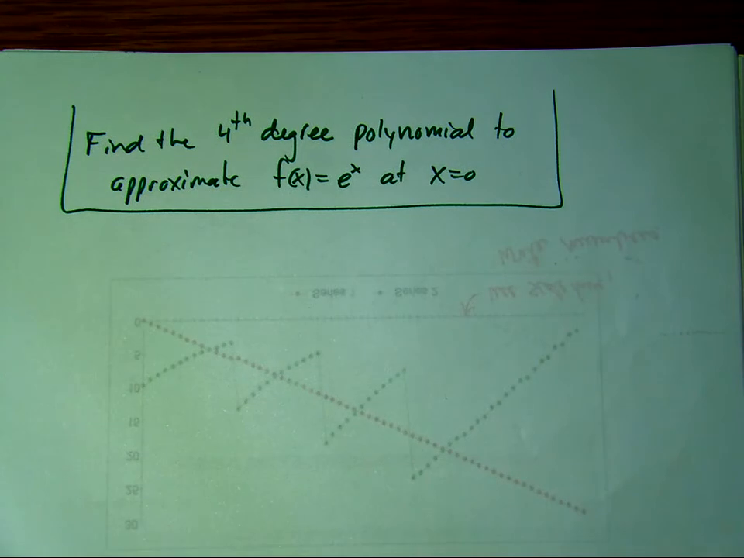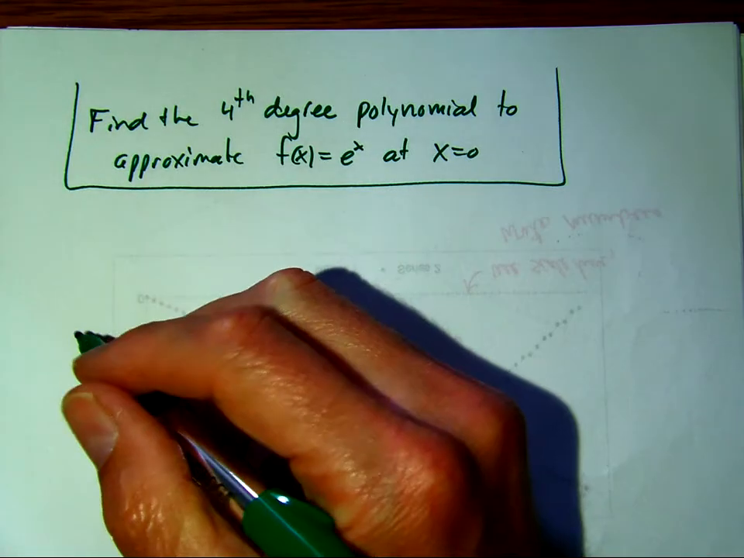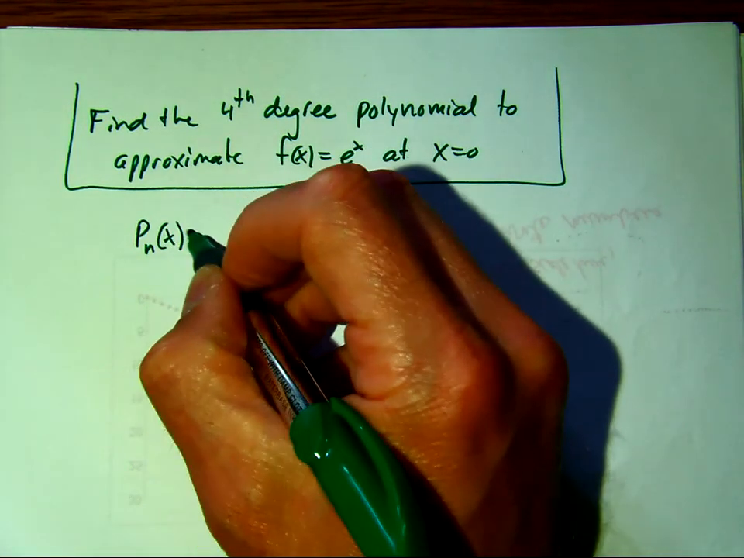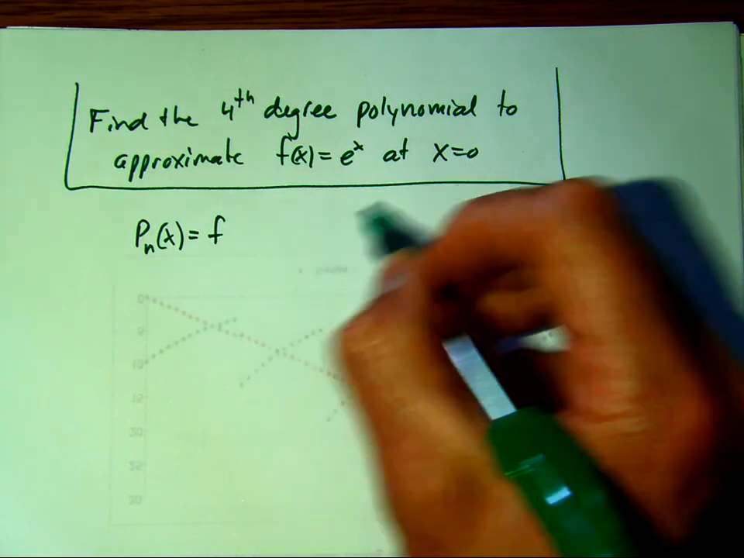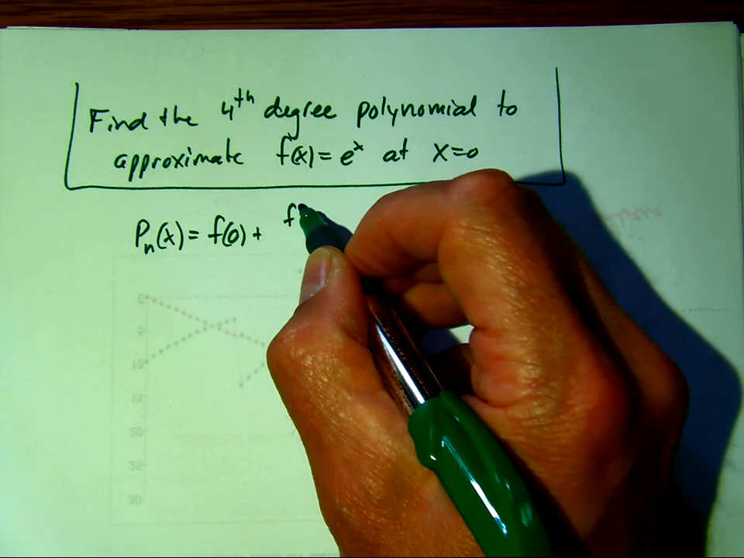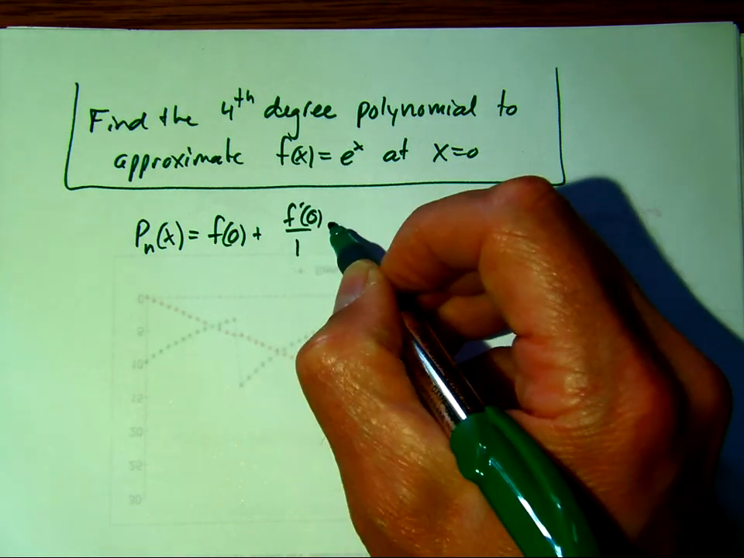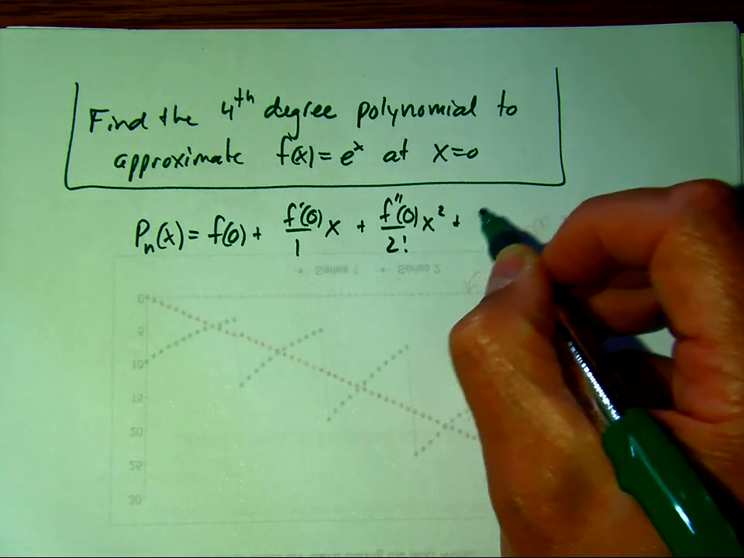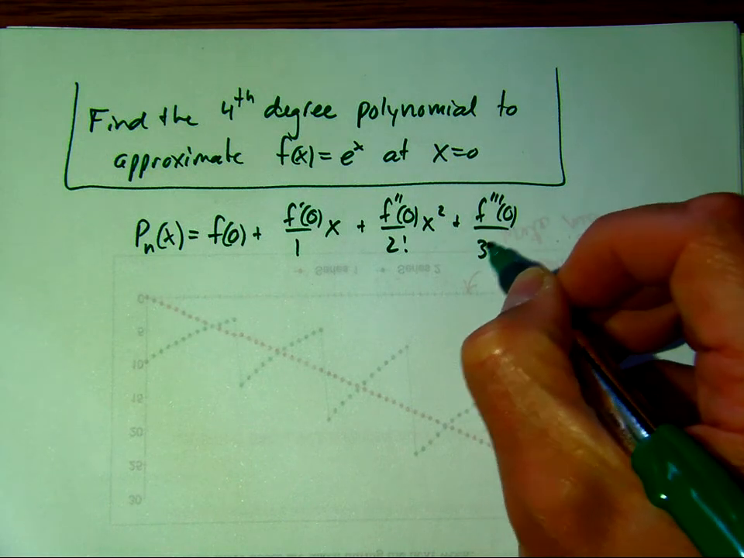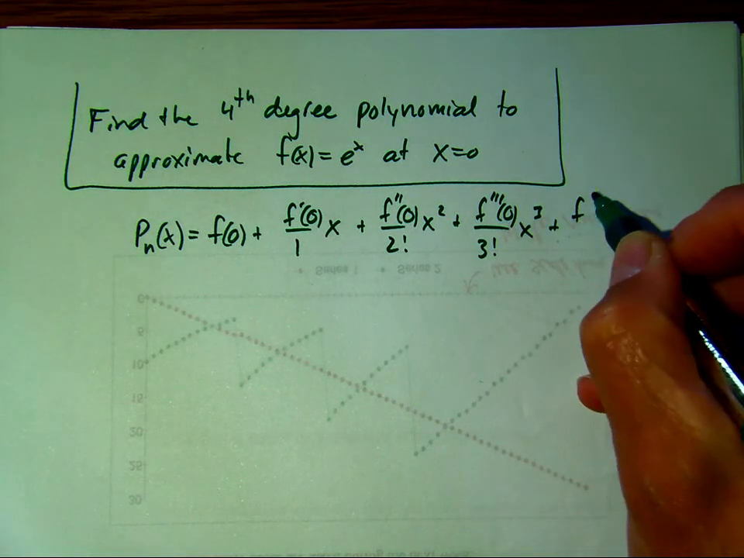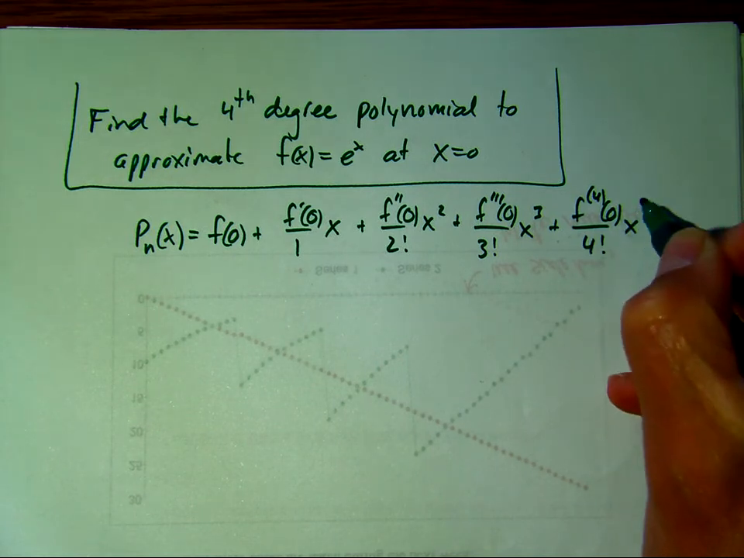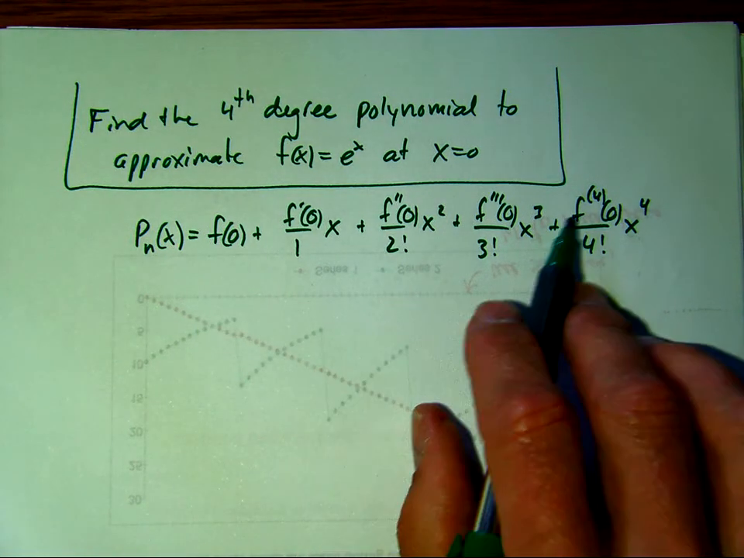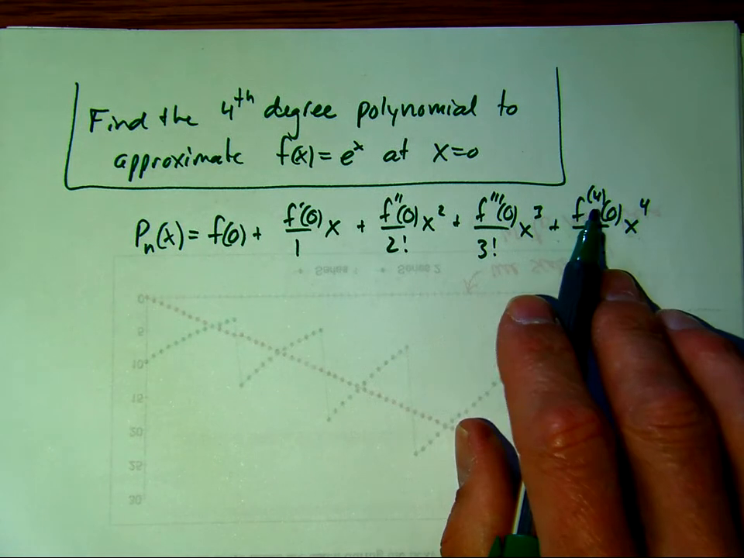All right, and so here's what the question would look like. We need a 4th degree polynomial, so that means we are looking for a polynomial that goes like this. It's centered at 0. We want f of 0, plus f prime at 0 over 1 times x, plus f double prime of 0 over 2 factorial x squared, plus the 3rd derivative at 0 over 3 factorial x cubed, plus the 4th derivative at 0 over 4 factorial x to the 4th. That's the 4th degree polynomial. So now we just need to find everything to substitute, which is really the function values and their derivatives. We have to go all the way to the 4th derivative, so let's make a table for that.